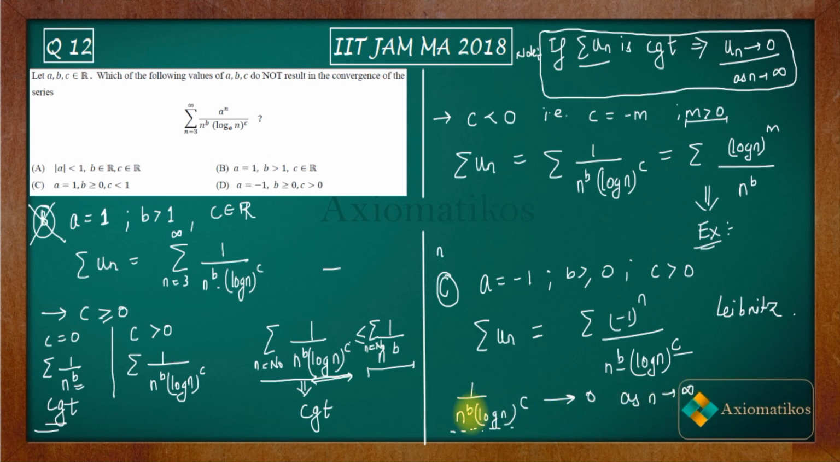Also, as n increases, this sequence is a decreasing sequence. I'm sorry that I cannot show you the Leibniz test, because it will take much more time. Just read your notes or books for the statement of the Leibniz test. In the statement, you have to show that the sequence is decreasing and decreasing to zero. I have already shown you that it goes to zero, and it's a monotonically decreasing sequence. Therefore, by the Leibniz test, for every b greater than 0 and c greater than 0, your series is convergent. So finally, I proved why your C option is incorrect.